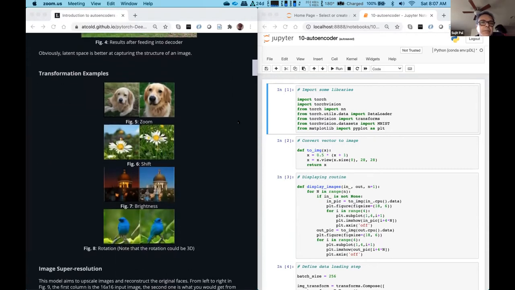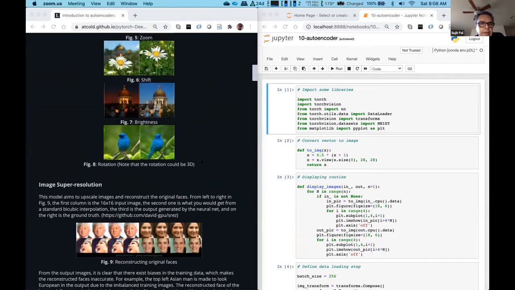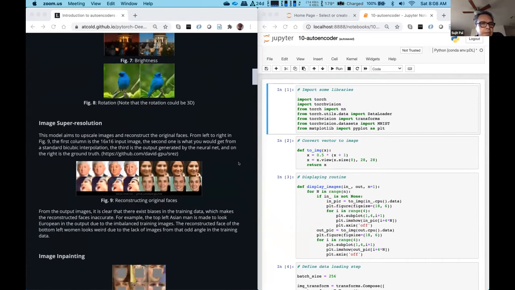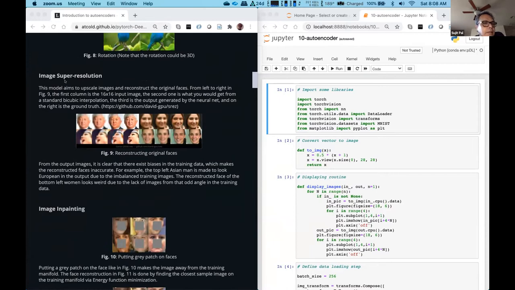Similarly, there are other examples where you can take an image and zoom it, shift it, change the brightness and so forth. The idea is that your model has learned some understanding of reality, some of the physics behind it. It's not just mixing the pixels of the two images.